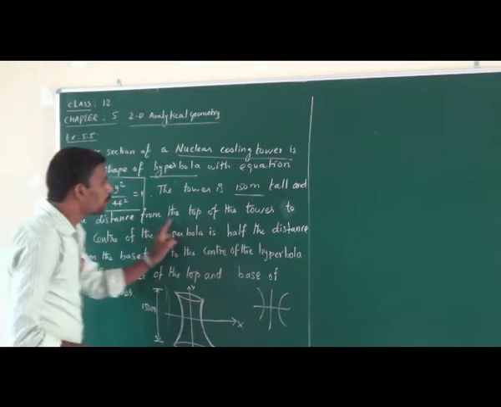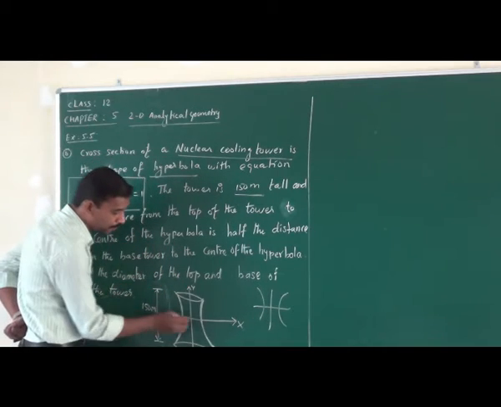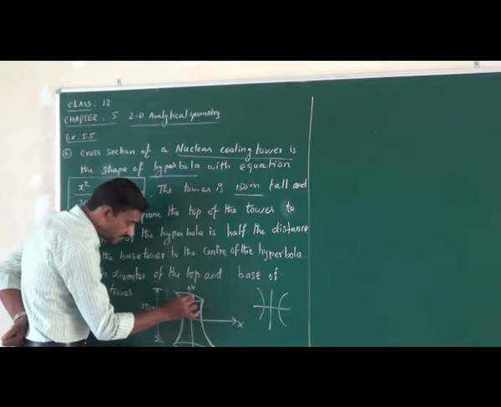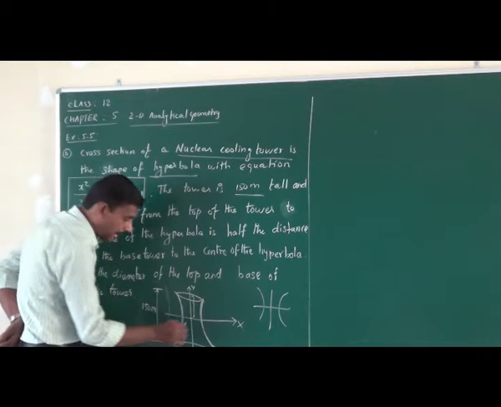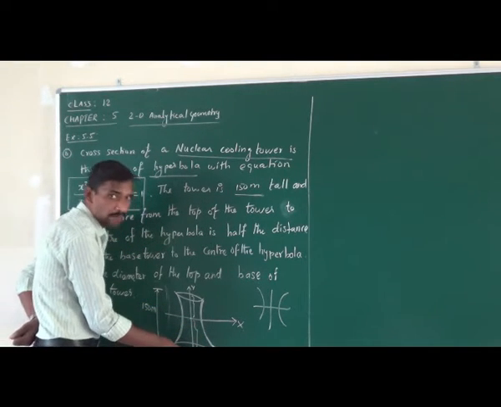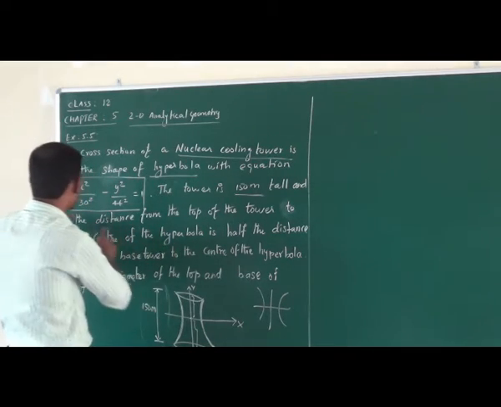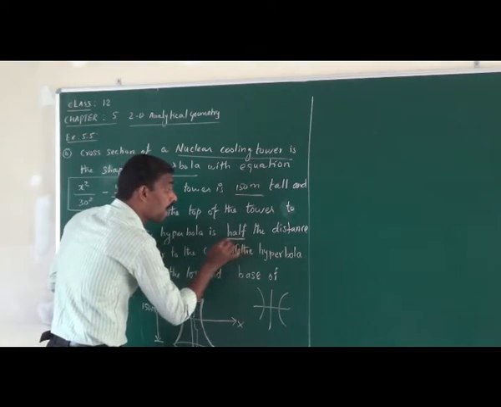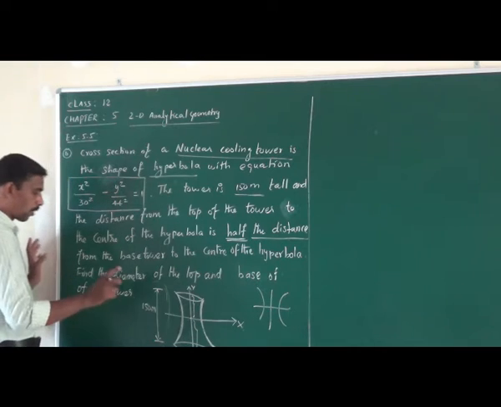And the distance from the top of the tower to the center of the hyperbola. Now we want to find the center. Which is the center? The x, y axes meet at a point, and that point is nothing but the center. So the distance between the top of the cooling tower and the center, and the distance between the center of the hyperbola and the base of the cooling tower, the relation will be given, right? Okay, now see the question again. The distance from the top of the tower to the center of the hyperbola is half of the distance from the base of the tower to the center of the hyperbola.